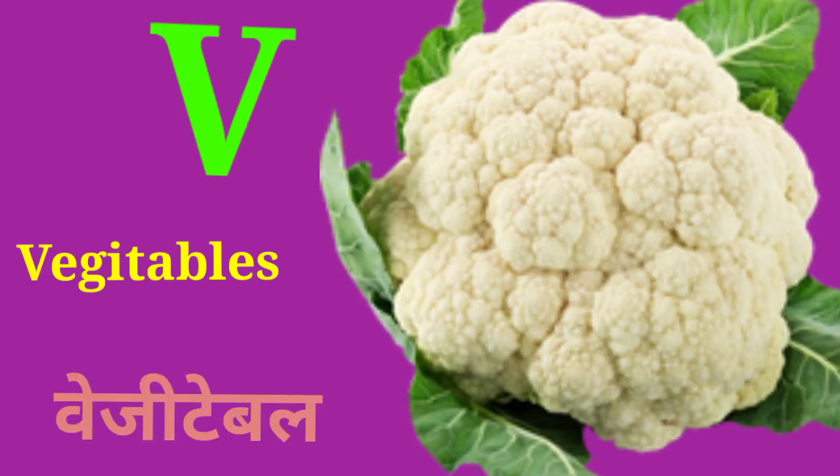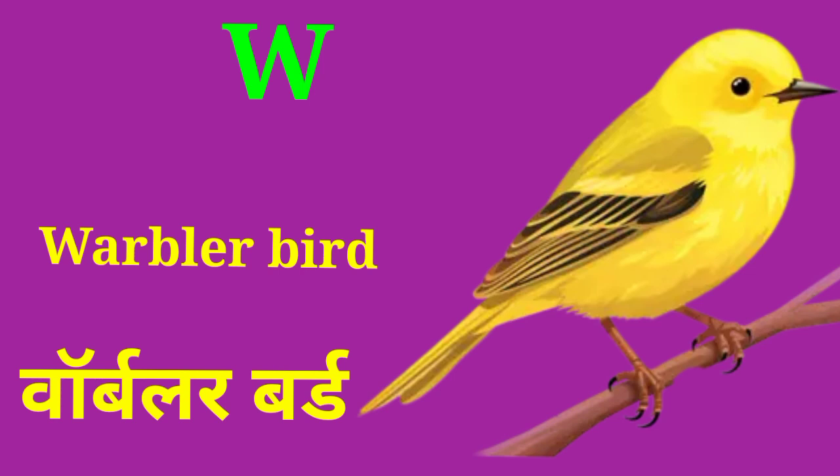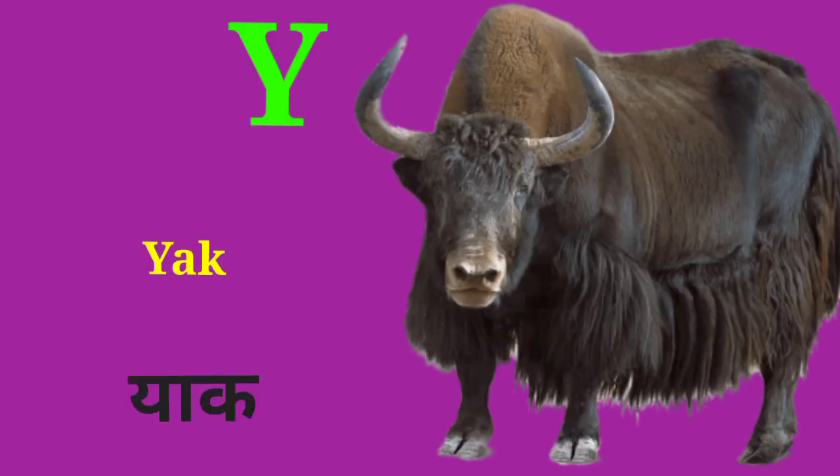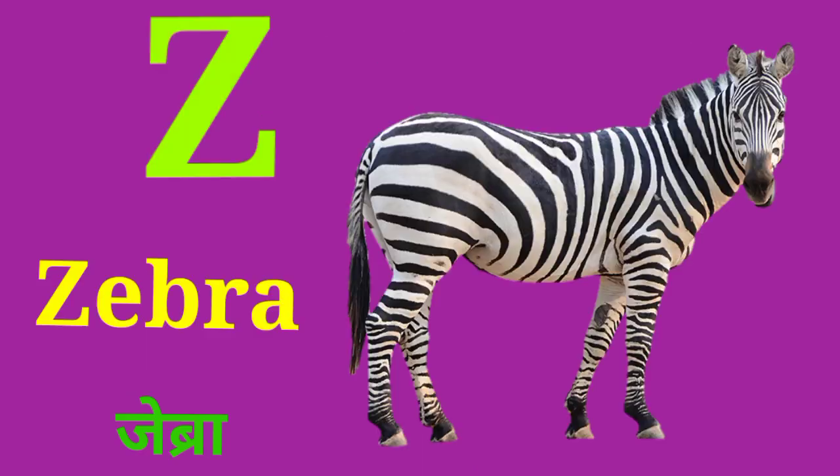V is for vegetable, W is for warbler bird, X is for extra tetra, a fish, Y is for yak, Z is for zebra.